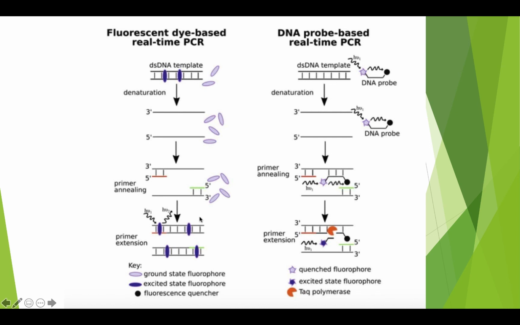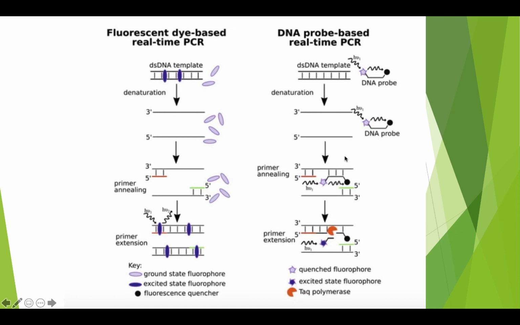This is one method. There's another method for real-time PCR where you use a probe. A probe would be complementary to a specific gene. So what does that mean? This probe will only work if the template has the gene that you're looking for. If the template does not have the gene, this probe will not anneal.